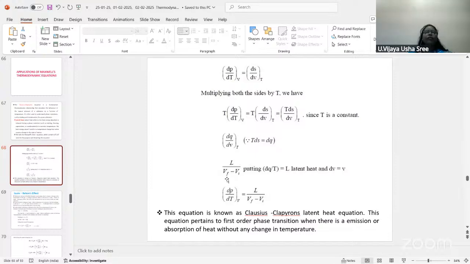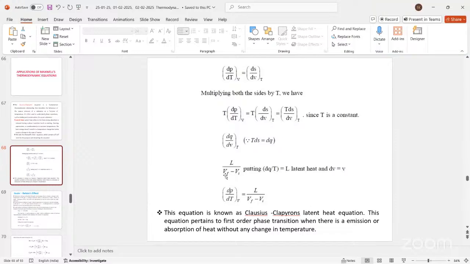Capital L by V_f minus V_i. What are F and V here? We are taking new terms: the final volume and the initial volume.